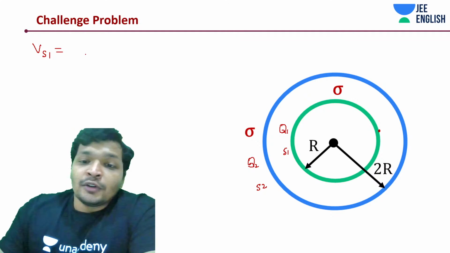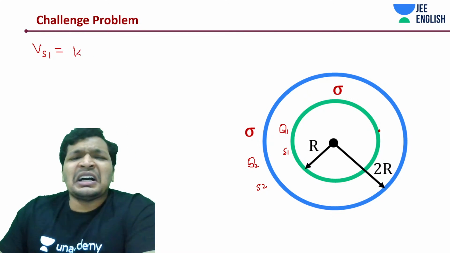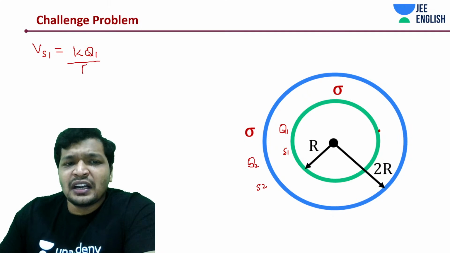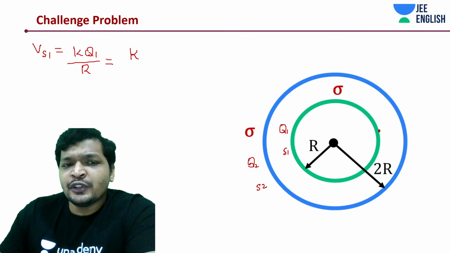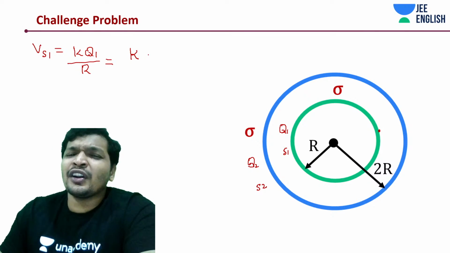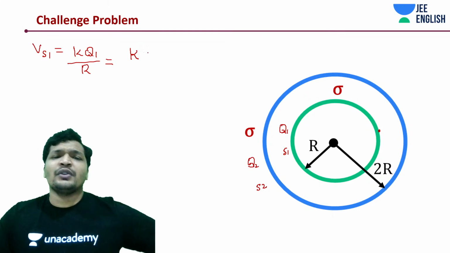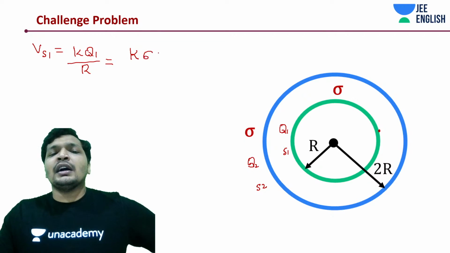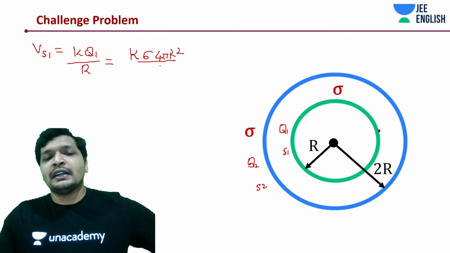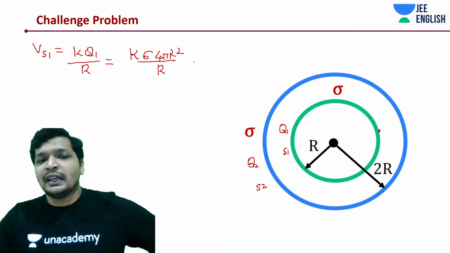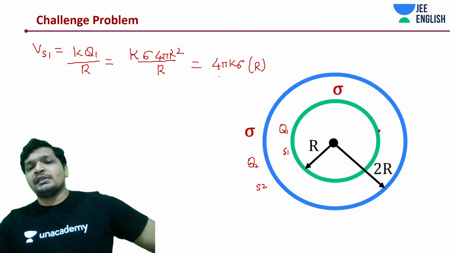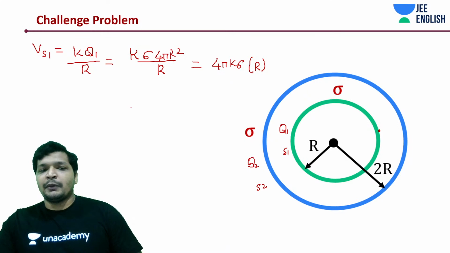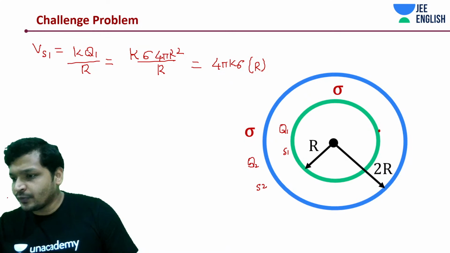Due to surface 1, it's going to be KQ1 by R, where R is the radius of this sphere, the surface potential basically. But if you substitute the value of Q1, you'll notice something very interesting. For now, let's keep it as Q1. Let's work around it. Sigma into 4 pi R square divided by R, how much do you get? Take out this 4 pi K into sigma into R. I'm just going to keep this 4 pi K sigma because we are going to see 4 pi K sigma.